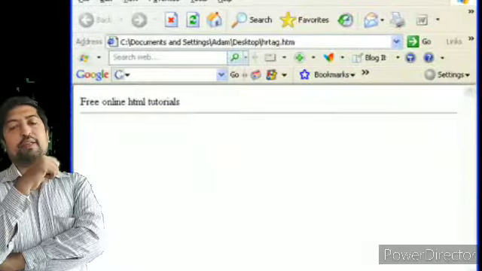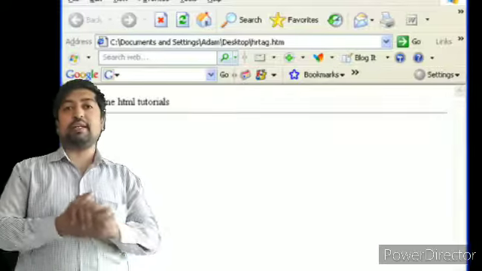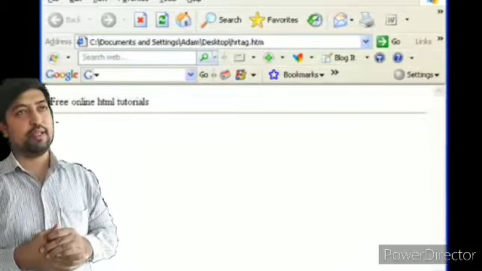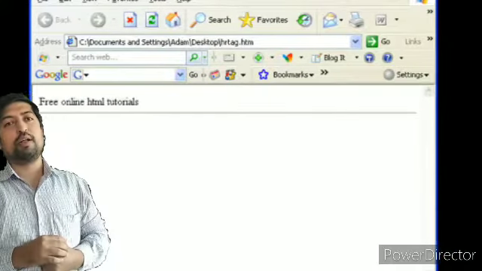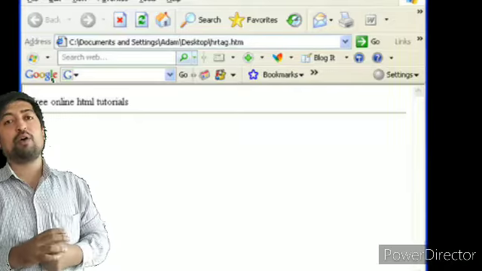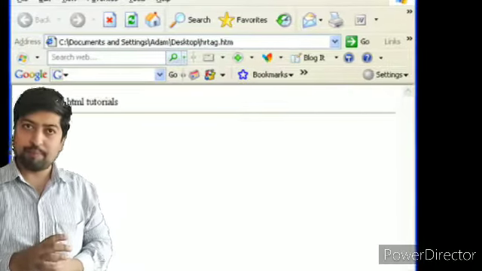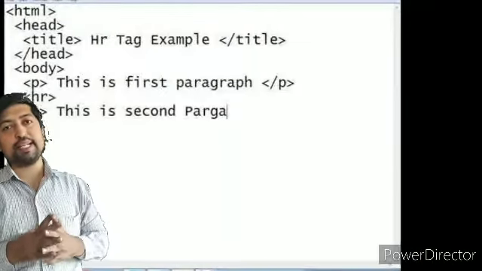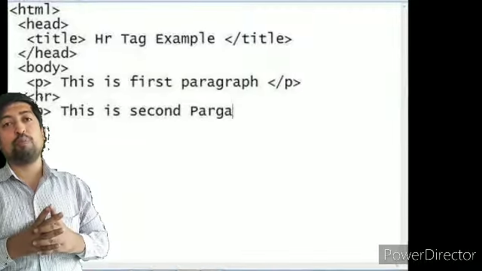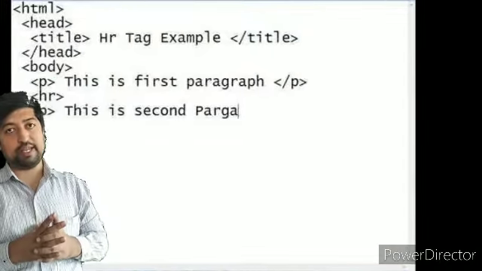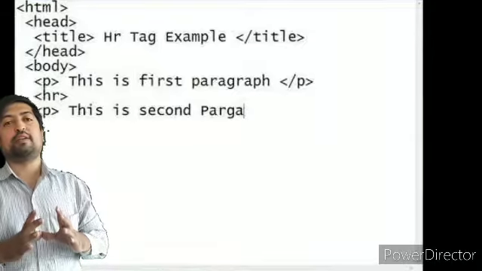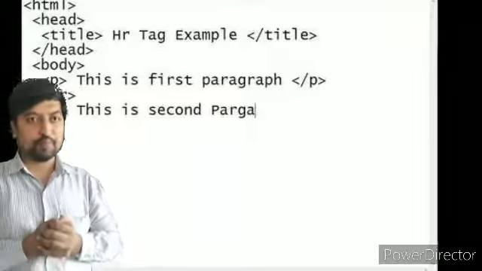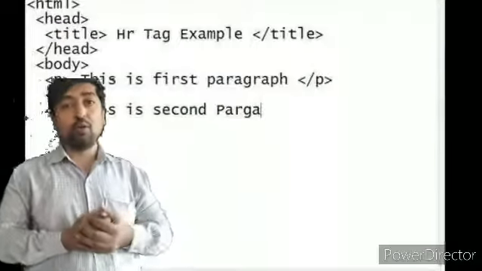Then we will see the first example, the HR tag. The HR tag is the horizontal rule tag that is useful for displaying a horizontal line over our web page. Whenever we create our web page, firstly decide where you want to put the single horizontal line. There you should give the tag name HR tag. Its name is horizontal rule.